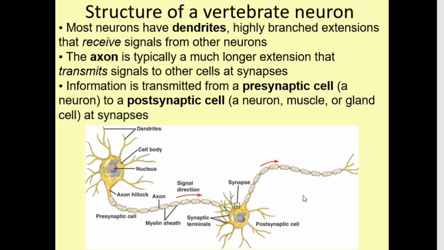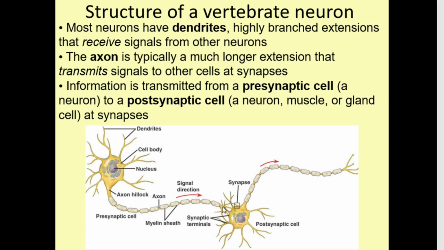So there's going to be a lot of these terms flying about over the next few slides, so let's try and break them down a little bit here. Information is transmitted from a presynaptic cell. Basically a synapse is a junction between two nerve cells, or between a nerve cell and an effector cell. So in this instance, the synapse is going to be down here. You can see the synapse in that little square there.